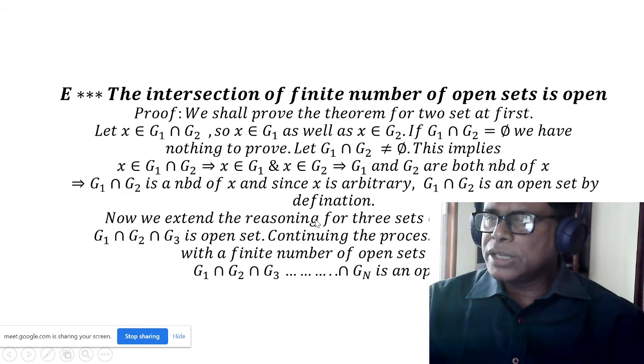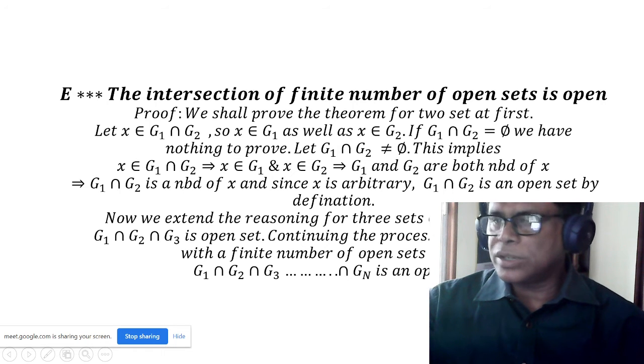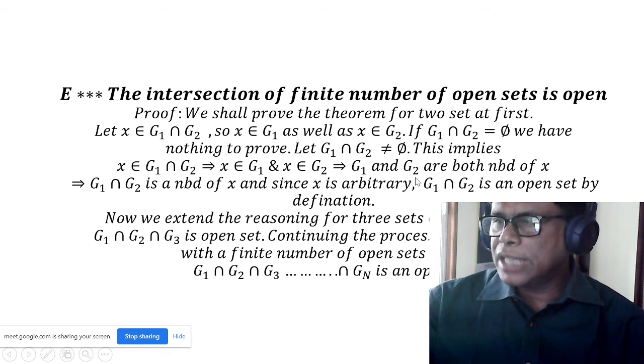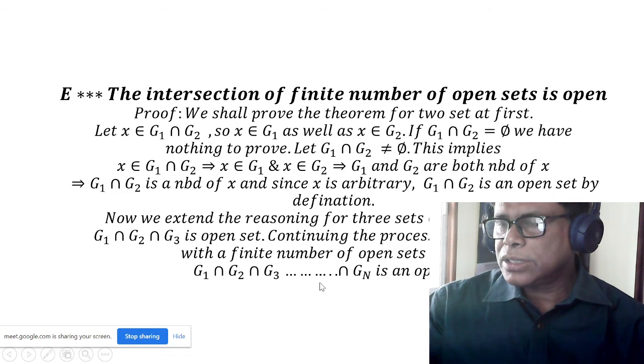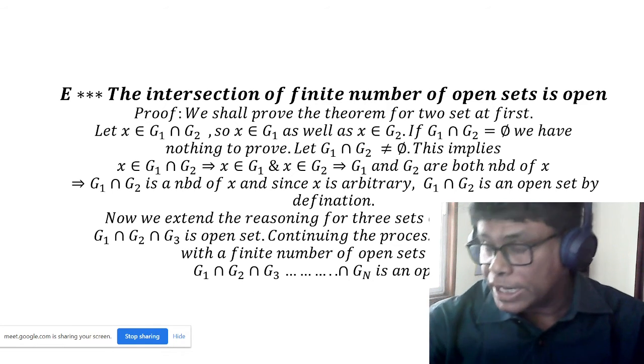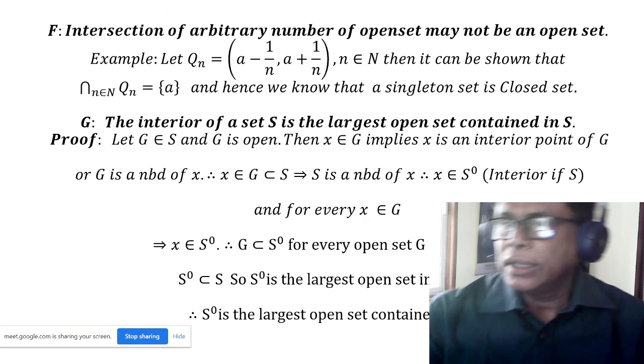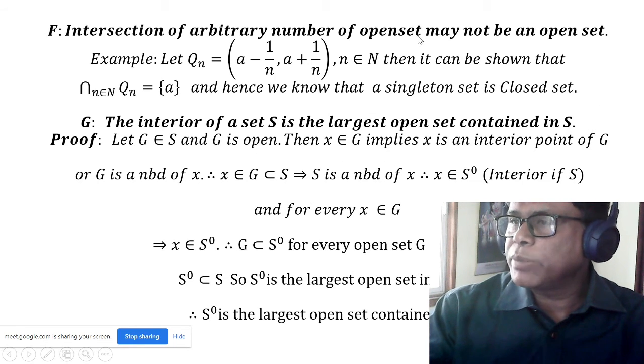Now we extend the reasoning. Let us take another step, the third set, and treat the intersection of the first two as a single set. So G1, G2 and G3, we can prove that this is also an open set. Continuing this process a finite number of times, we conclude that the intersection up to n is an open set. But you cannot continue it infinitely. The intersection of an arbitrary number of open sets may not be an open set.